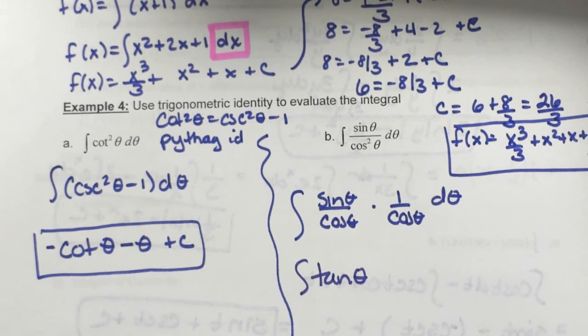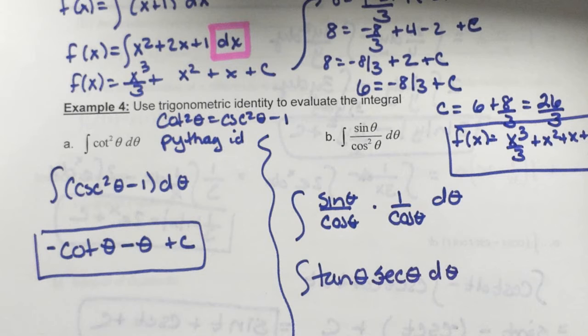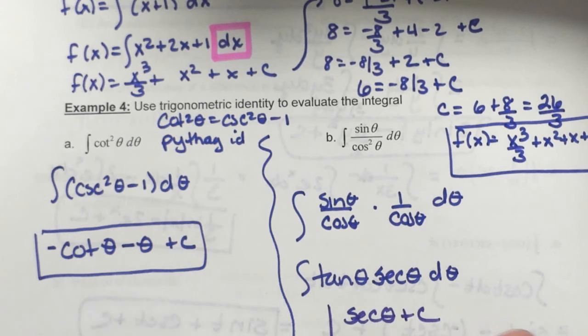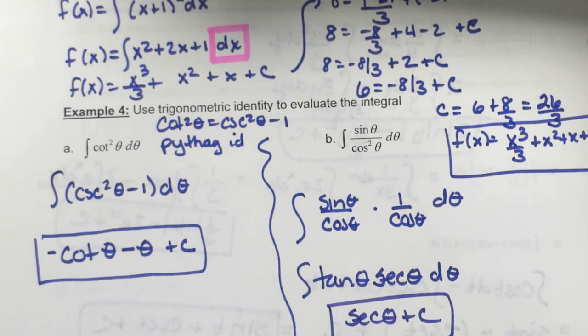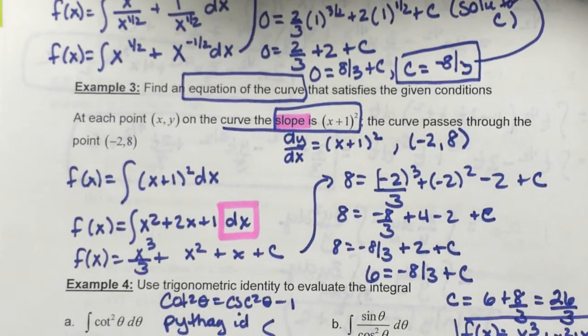1 over cosine is equivalent to what? Secant. Now, think about your derivative rules. Is there a function that has a derivative of tangent times secant? Secant theta plus c. So sometimes, ladies and gentlemen, when you're integrating trig, you may have to manipulate using your different trig identities to get it into a form of a derivative that you recognize. And once you get your integral rules memorized, hopefully it becomes a little bit easier. So any questions on your integration?